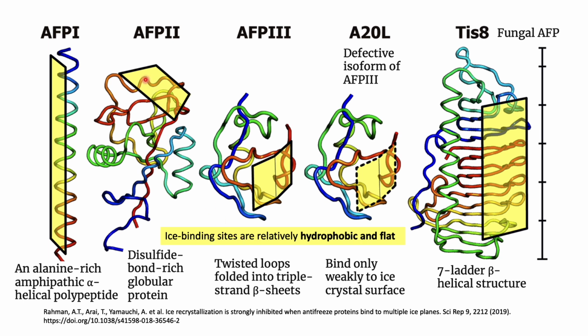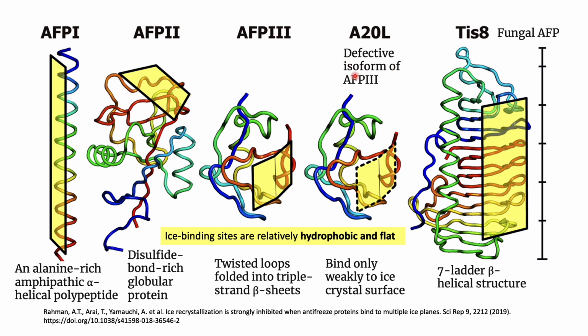So the ice binding site is relatively hydrophobic and flat, and these yellow highlighted regions are the places where the ice is actually bound. So AFP1 is an alanine-rich amphipathic alpha helical polypeptide, and AFP2 is a disulfide bond rich globular protein. So this is like a circular, globular shape. This is a linear one. And when we look at AFP3, it has twisted loops folded into triple stranded beta sheets. So this is the area where the ice actually binds to this particular protein, or the AFP binds to the ice crystal structure.